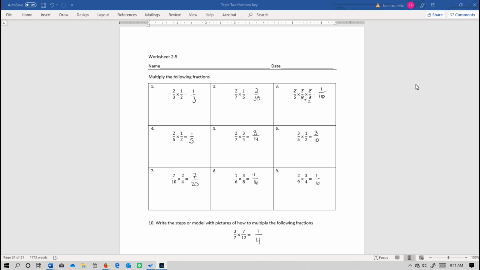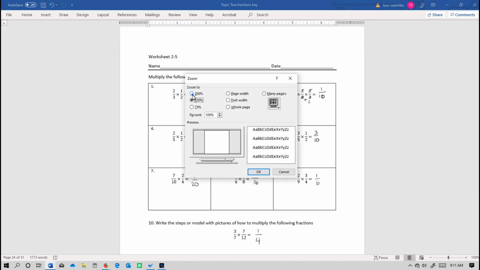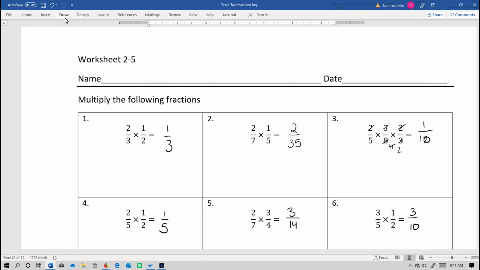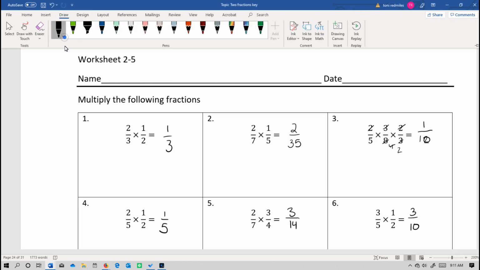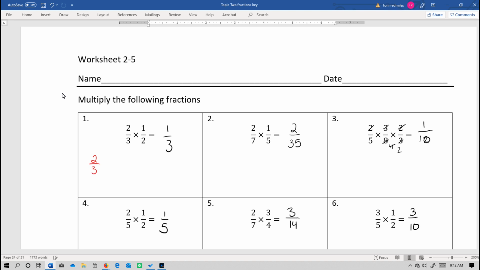Alright, so I'm going to assume that you're done grading it and you want me to show you how to do it. I'm going to go ahead and zoom in, and change my color so it pops out. Alright, so in multiplication of fractions, we just multiply straight across the top and straight across the bottom.